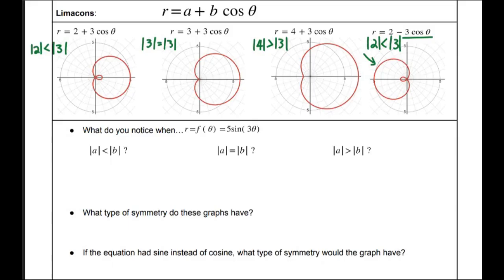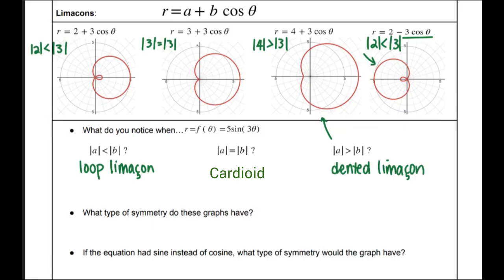All right, so what do we notice that's in common? Well, when a is less than b, we have a loop. So we will call that the looped limaçon. And then when we have a equal to b, it doesn't have a loop, so we'll call that a cardioid. And when a is greater than b, we'll call it a dented limaçon.